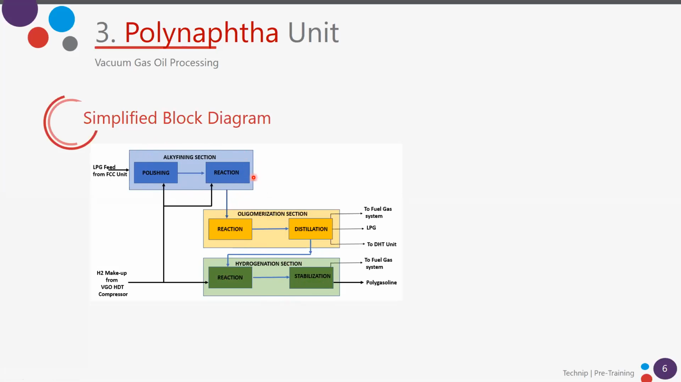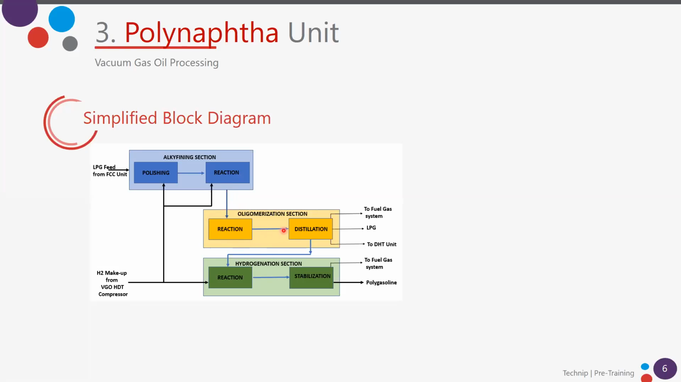In the first section, you will remove the contaminants for the catalyst, and you will have reactions here to selectively hydrogenate the diolefins. In this case, it is the 1,3-butadiene that we have in the feedstock from the FCC unit. Then you will go to the oligomerization section, okay? Here you will produce your oligomers.